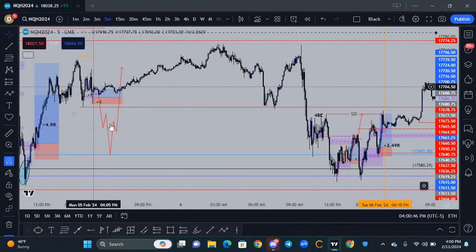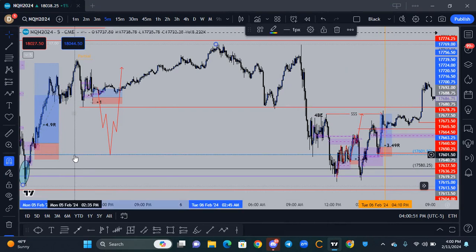Now I said I want price to trade lower. I had this denoted here because I think it was the fair value.